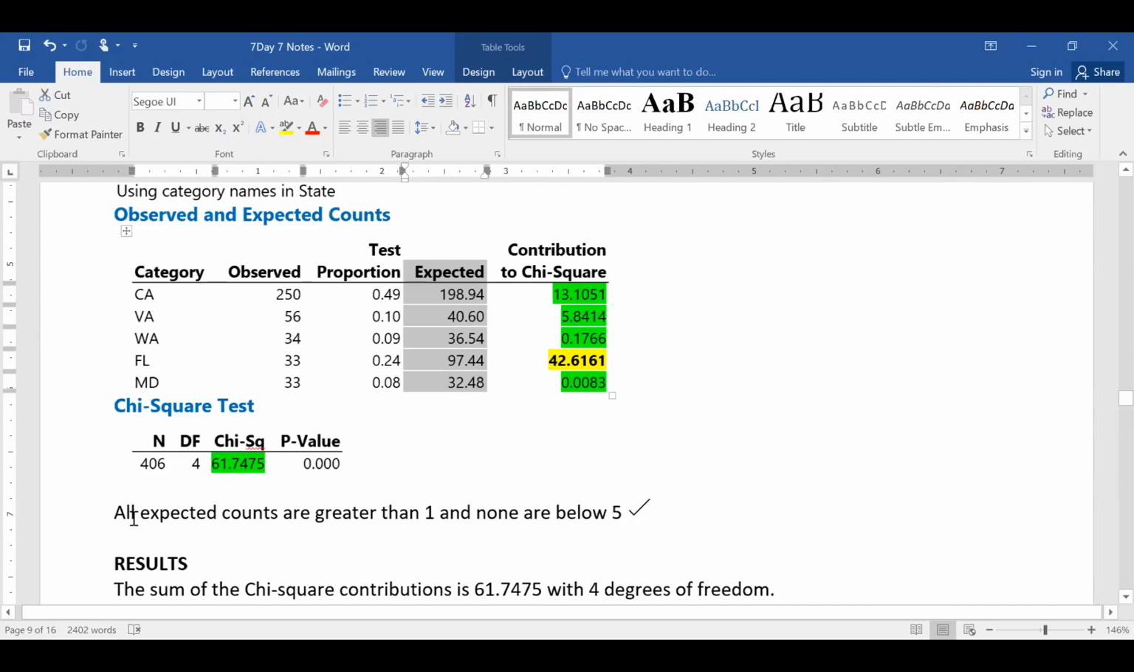So this is my quick statement: all expected counts are greater than 1 and none are below 5. And I just do a little check mark like, okay, I've checked my requirements. If you feel better about writing it up separately, that's fine. But I'll tell you, most students just end up doing a brief little statement like this, and it checks both requirements. So that's my sample step.